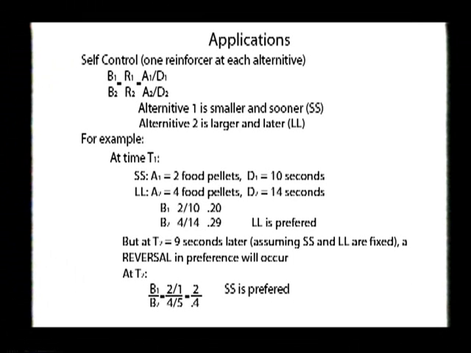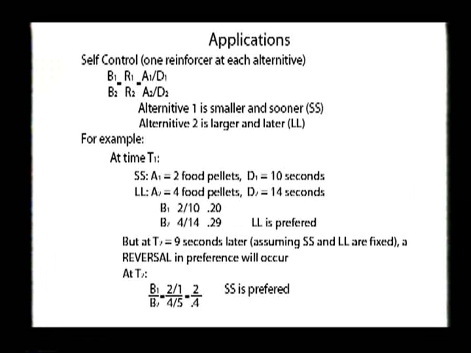For example, suppose at time T1, that's here, the smaller sooner reinforcer is 2 food pellets, and its delay is 10 seconds. So one alternative is 2 food pellets delayed by 10 seconds. That's the smaller sooner. The other one is 4 food pellets delayed by 14 seconds. That's the larger later. Plugging the numbers into this simple formula, then B1 over B2, assuming that simple matching is true, B1 over B2 is amount over delay, 2 over 10, divided by B2, which is 4 over 14. So the amount of 2 pellets delayed by 10 seconds, the amount of 4 pellets delayed by 14 seconds.